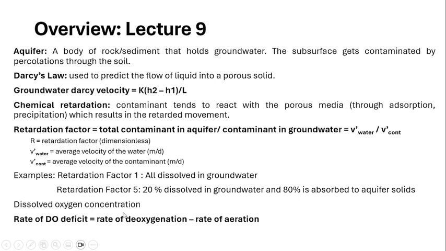Next, dissolved oxygen concentration. The major impact of water pollution is the level of dissolved oxygen, right? So how much dissolved oxygen is in deficit in that water body? This rate of DO deficit can be calculated by taking the rate of deoxygenation, at what rate the oxygen is getting depleted in the water body, minus the rate of aeration, at what rate the oxygen is again being aerated into the water body.